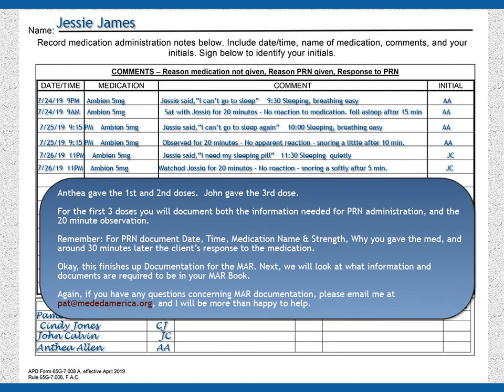Anthea gave the first and second doses. John gave the third dose. For the first 3 doses, you will document both the information needed for a PRN administration and the 20-minute observation. Remember, for PRN, document date, time, medication and strength, why you gave the medication, and around 30 minutes later, the client's response to the medication.